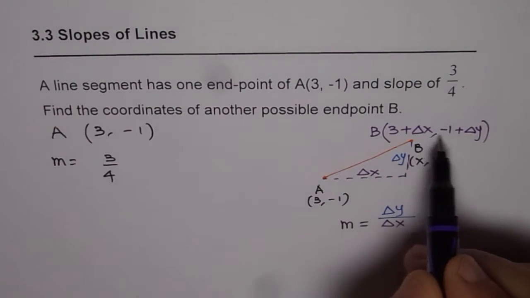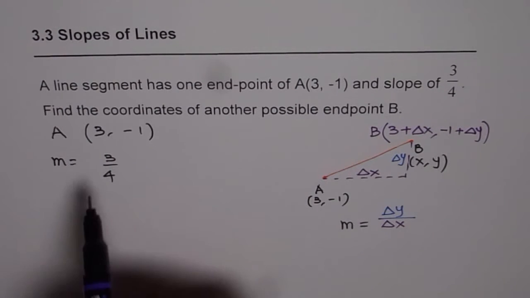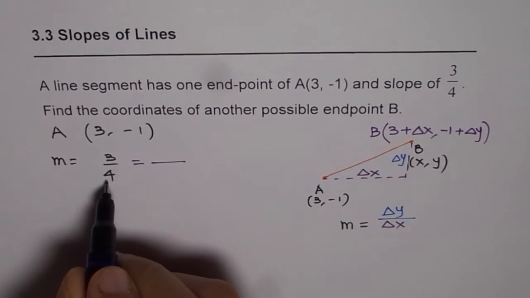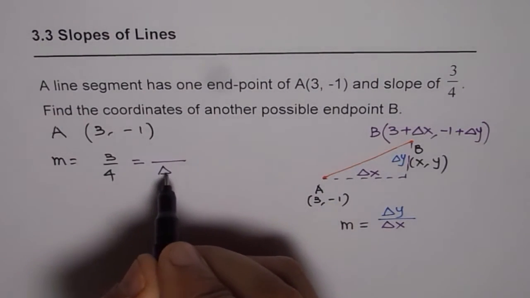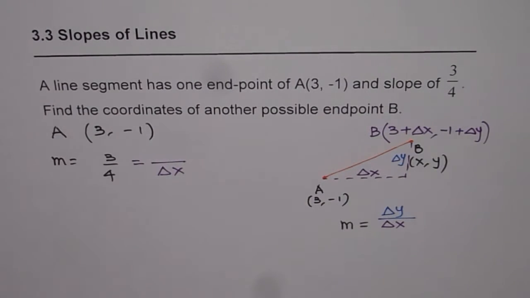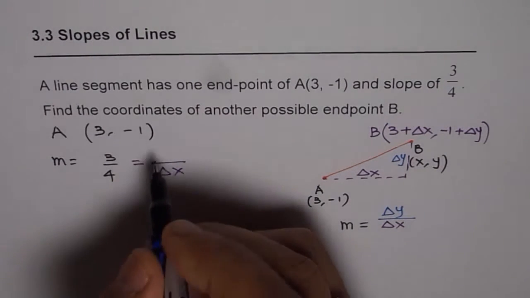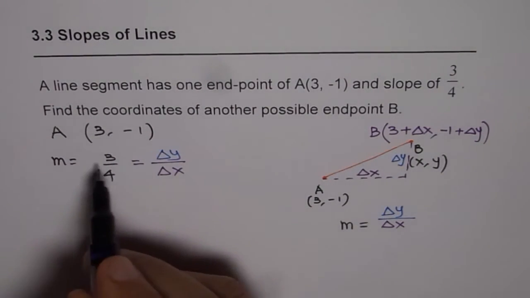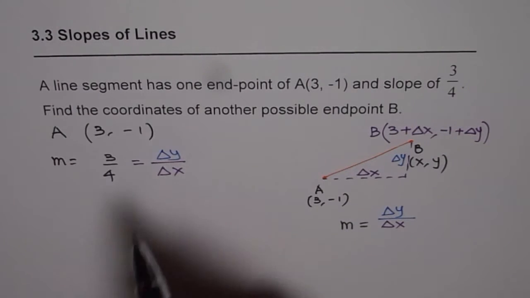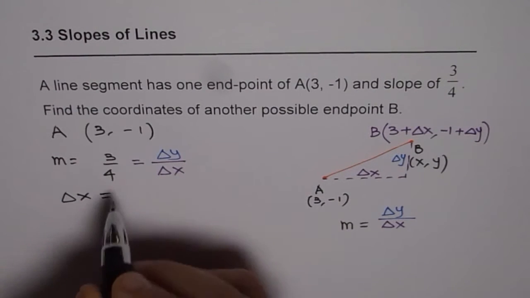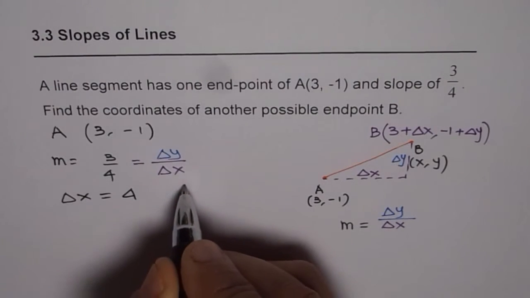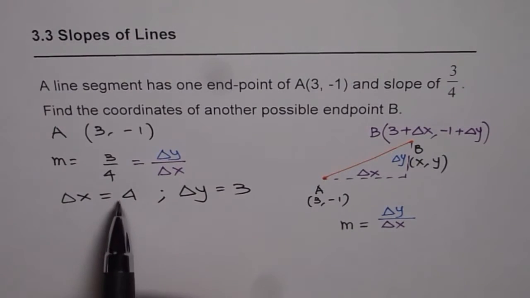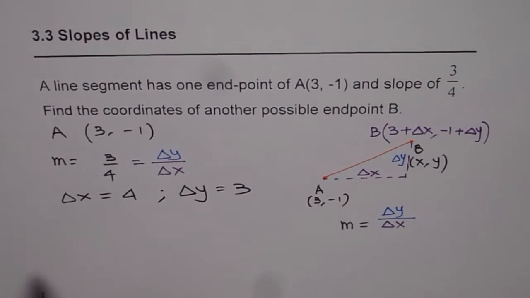And now, what is delta x and what is delta y? From slope we get it. We can say from slope that delta x, the change in x value, is the denominator, and delta y is the numerator. Correct? So from here, by comparing, we get that the change in x value is 4 and the change in y value is 3. If we add these values to the original point, we get the point B, right?